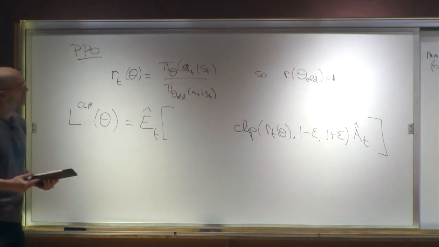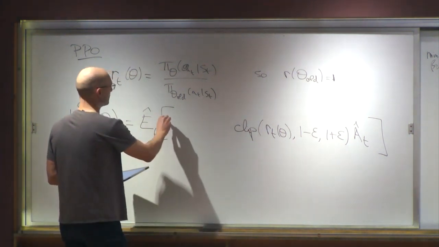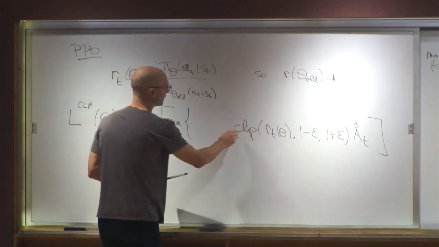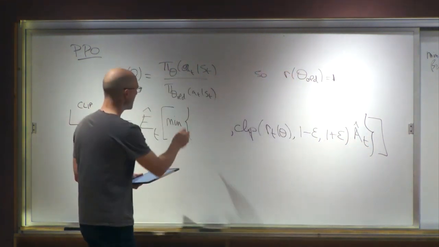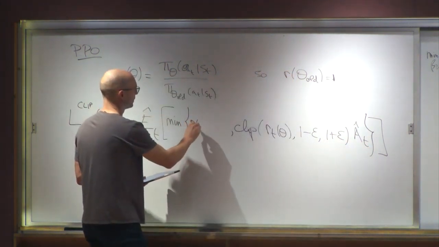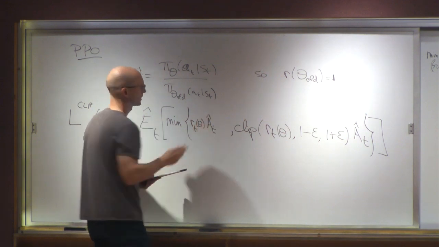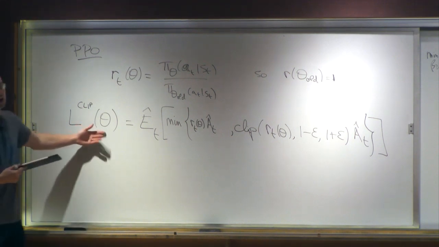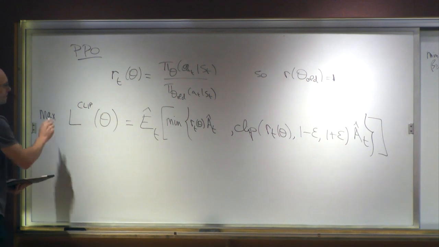Now, what else is there in the objective? There's a little bit extra, which is that there is here an extra min over this objective, which I just described, and the original objective, R_t(theta) A hat t. Okay? So what does that mean? We're really maximizing this, right? We're trying to maximize this over theta.